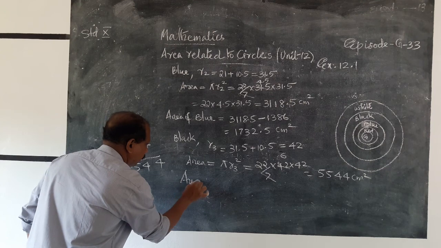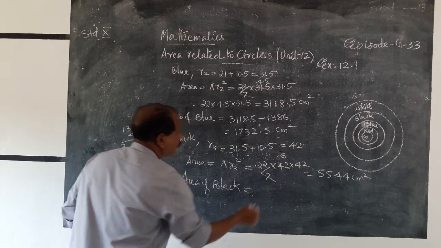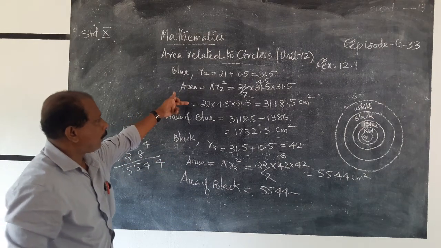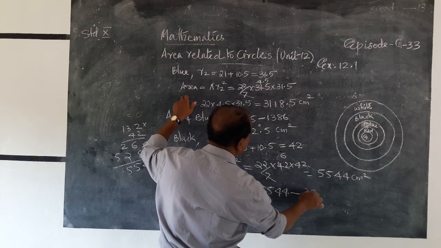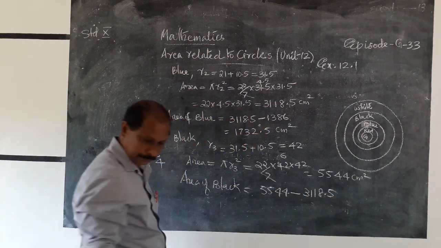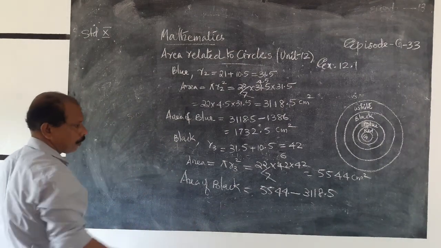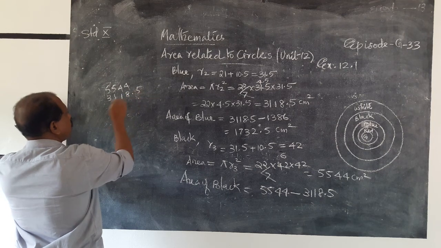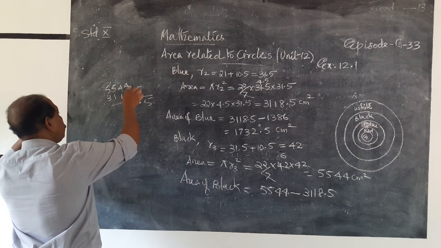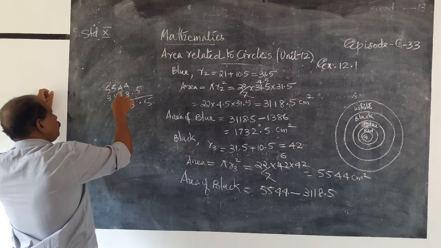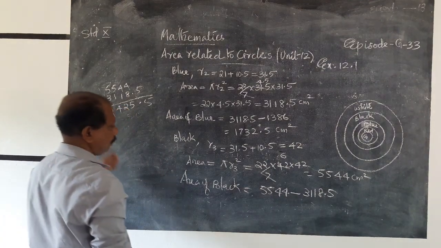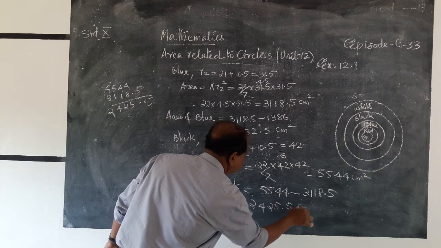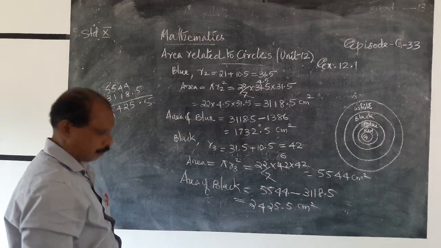Therefore, area of black is equal to 5544 minus the area of blue part, that is this one, 3118.5. That is equal to 2425.5 centimeters square. That is the area of the black region.